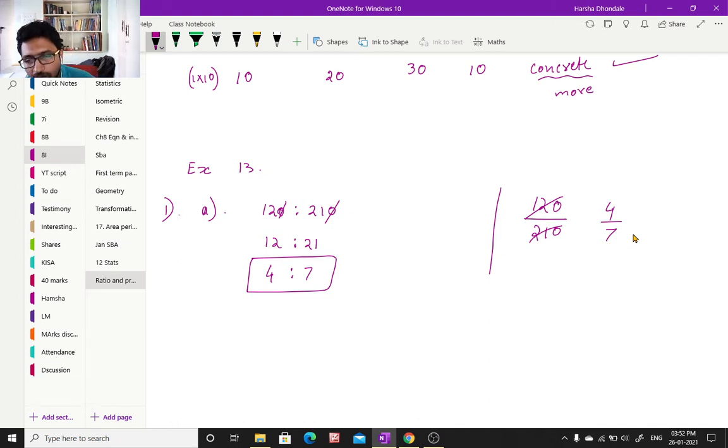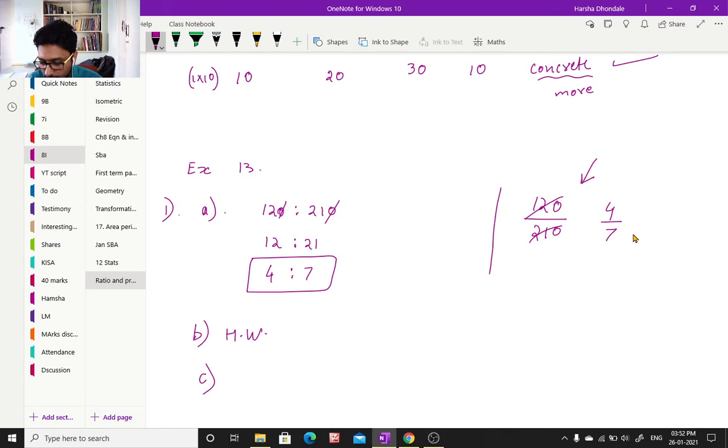You can write it, no harm, go ahead, but the final answer has to be in the form of a ratio and not in the form of a fraction. So you can take it like this, simplify it, get it as 4 by 7, but your answer has to be 4 is to 7. So with this 1b, you can do it as homework.